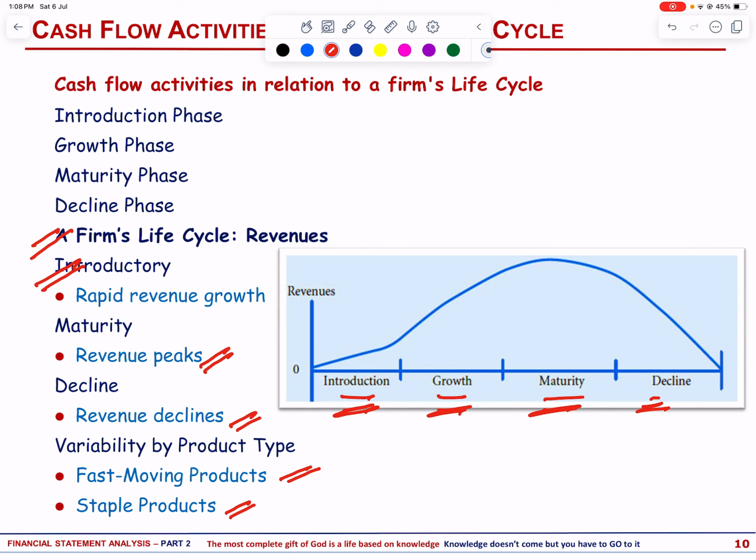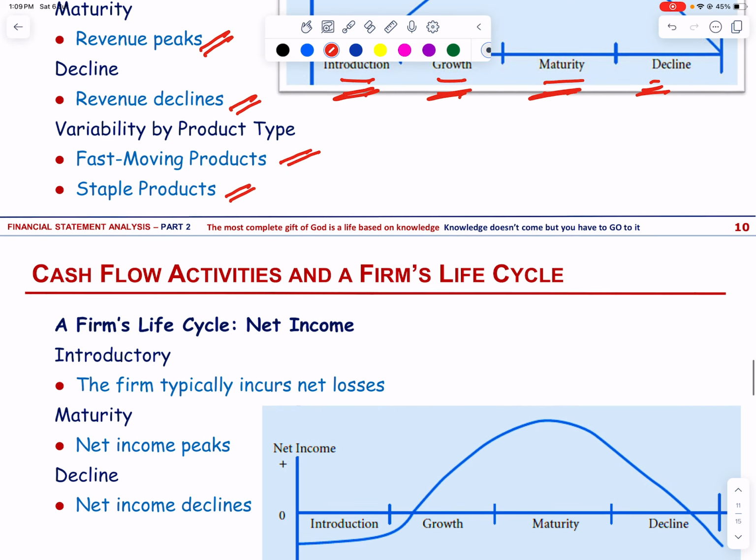In case of diversified firms, managing diverse products at different life cycle stages poses challenges in applying the life cycle theory uniformly. This requires strategic management to introduce new products and phase out older ones effectively over time. Next, let us look into the pattern of net income in the four phases of a firm's cycle.